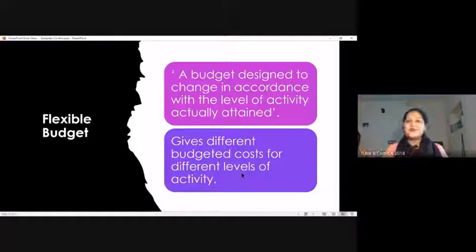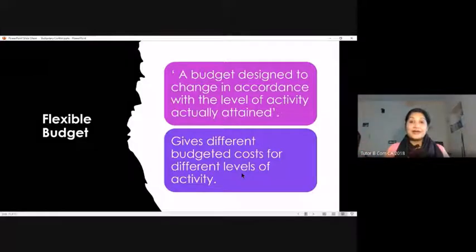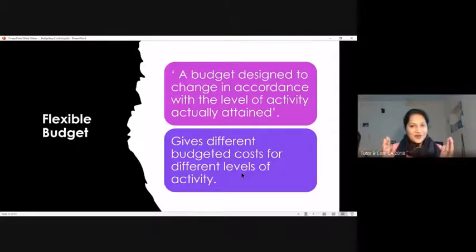the difference in your output. So in a budget, you will definitely have variable cost, fixed cost, semi-variable cost. You will put all that. Now in a flexible budget, you will show separately based on the difference in your production process.